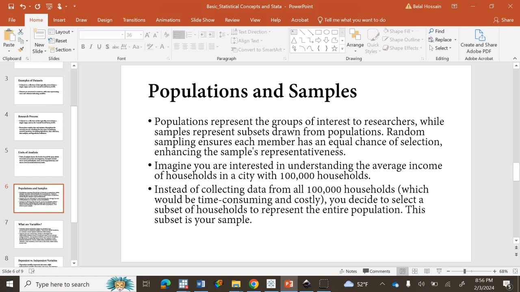If you do the random sampling, research has shown that your sample will be representative of your population. If your population has 50,000 average income per household, then your sample will have a similar income, if not the exact same, but it will be very close to your population parameters.